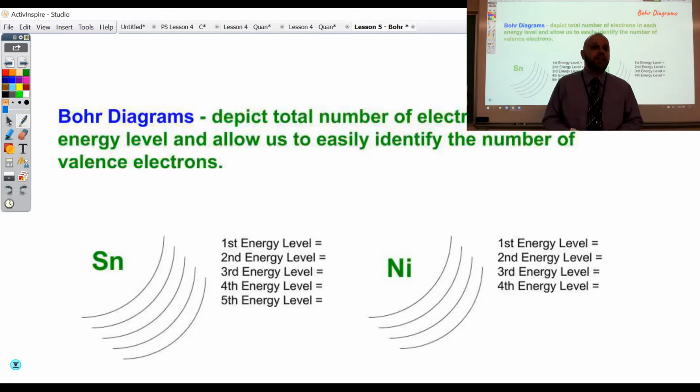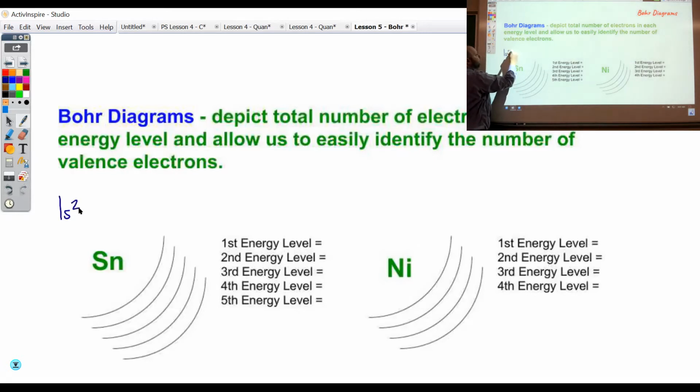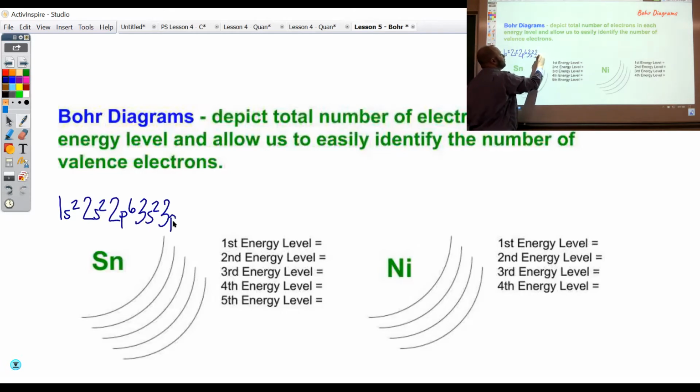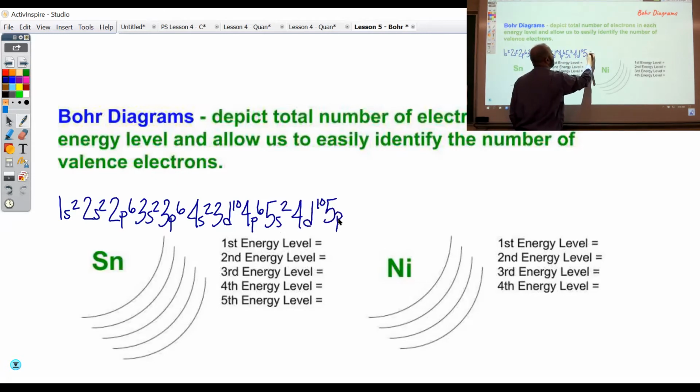The very first thing that is important to recognize is that when you're doing these problems, you have to be able to write the electron configuration, because organizing electrons into their individual energy levels can be done easily once you have identified the electron configuration for that atom. So we're going to do that first for tin. For tin, we have 1s2, 2s2, 2p6, 3s2, 3p6, 4s2, 3d10, 4p6, 5s2, 4d10, 5p2.